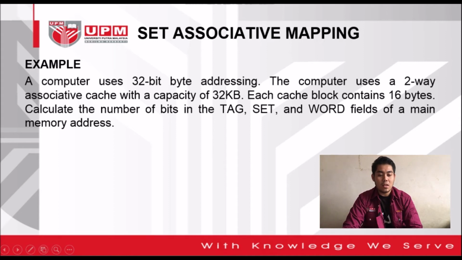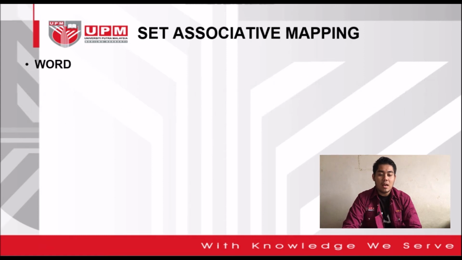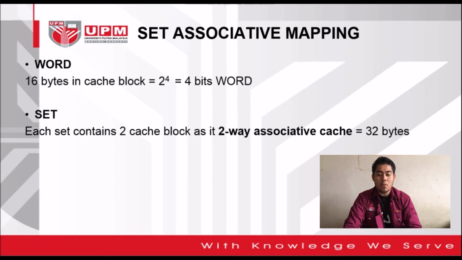Alright, for the solution, we can know the word bits from the information given. It is said that each cache block contains 16 bytes. 16 bytes in a cache block is 2 to the power of 4. So it means 4 bits for the word. To know the bits in the set, there is also information given in the example. Each set contains 2 cache blocks as it is a 2-way associative cache. So it is combined of 32 bytes. The cache size is 32 kilobytes.